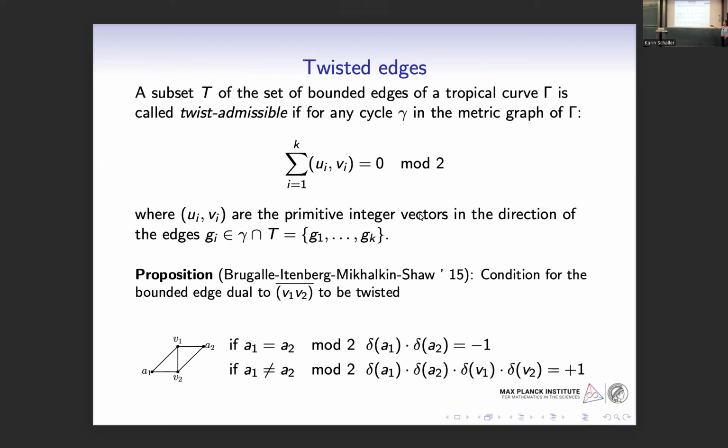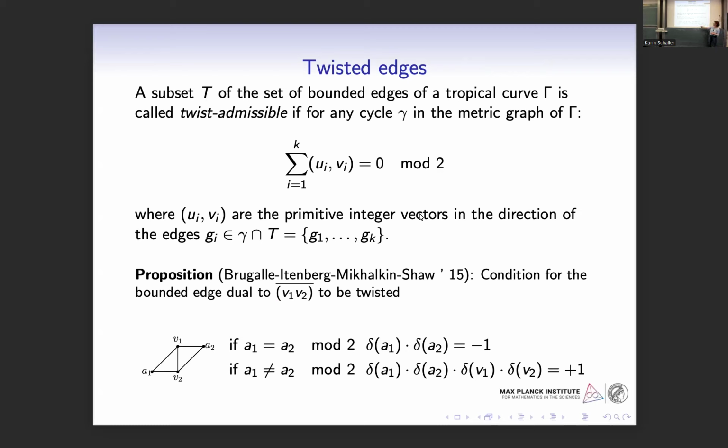And Renaudineau, Shaw, and coauthors showed actual conditions for a bounded edge to be twisted if we have such a real tropical curve, so a tropical curve with the sign pattern. They say, okay, I see a bounded edge V1 to V2 in my subdivision, and it's a bounded edge, so it's dual to a bounded edge of the curve, so it is adjacent to 2 triangles in the triangulation. Then I can look at the vertices of these 2 triangles that are not my edge, so A1 and A2. And if these 2 are equal modulo 2, and the according signs have a product that's equal to -1, then the edge is twisted.